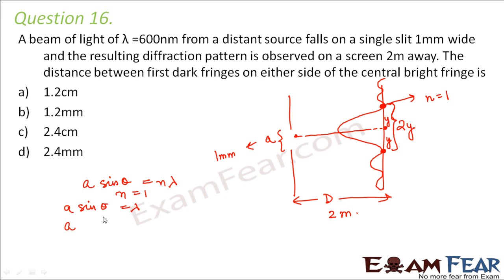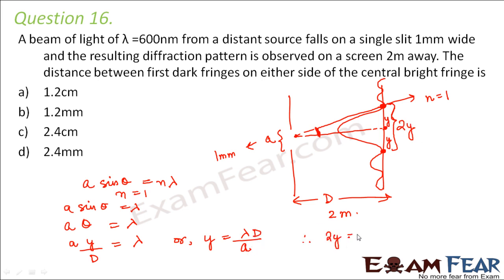Now for small values of theta, sine theta can be written as theta. So this would be a theta is equal to lambda. So how can we write theta? This angle is theta. For small values of theta, theta is equal to tan theta, which is equal to y, that is perpendicular, divided by base, that is capital D. So instead of theta, we can write a times y divided by capital D is equal to lambda, or we can say y is equal to lambda D divided by a. So that's the value of y. Therefore 2y will be equal to 2 lambda D divided by a.